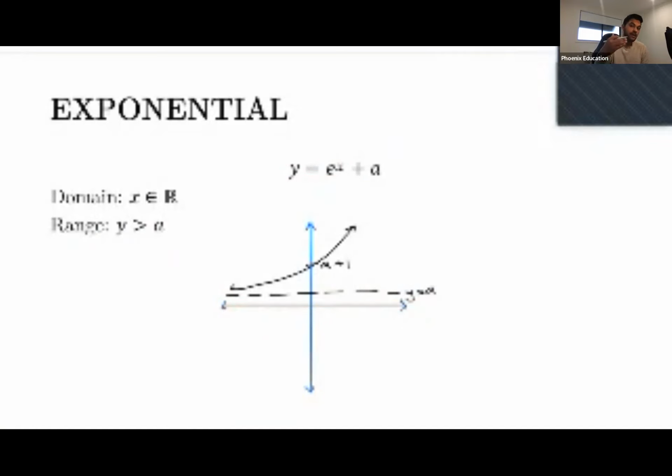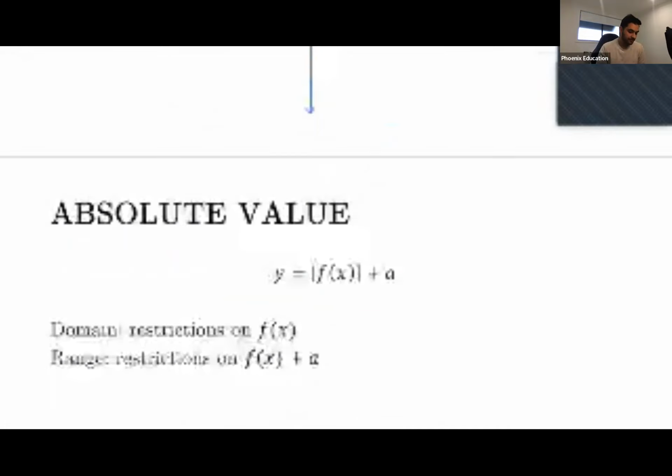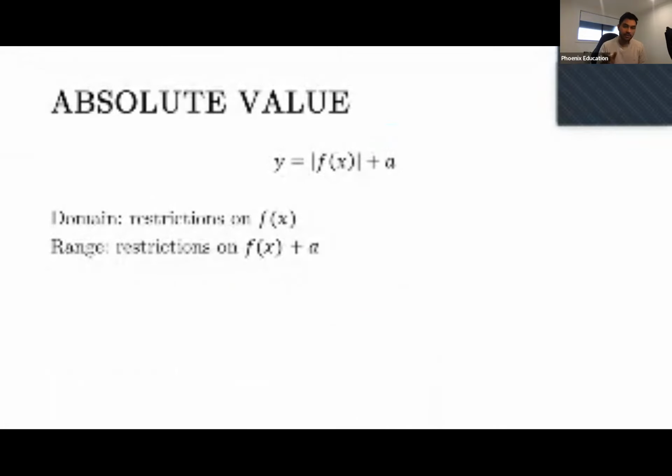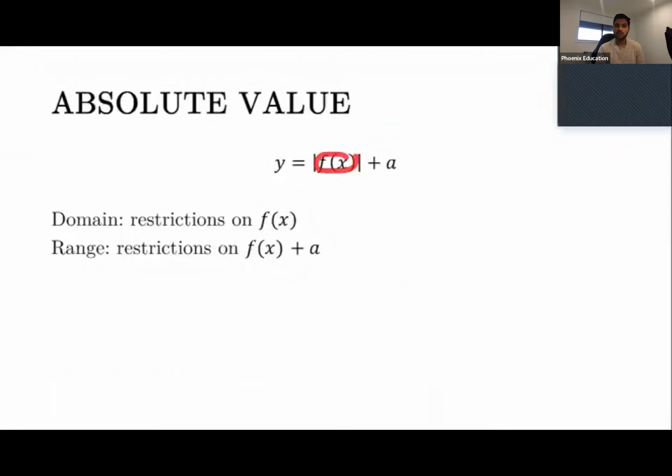But since we've shifted it up by a units, the horizontal asymptote also gets shifted up by a units. Okay, we've got one last one, the absolute value graph. So this is a pretty generalized format of the absolute value graph. If we have some function in here, it could be anything.